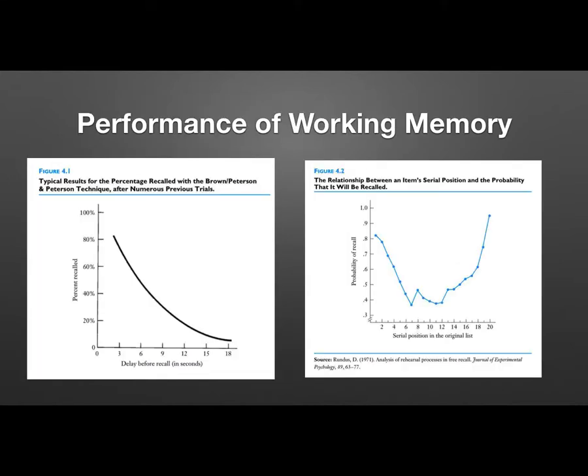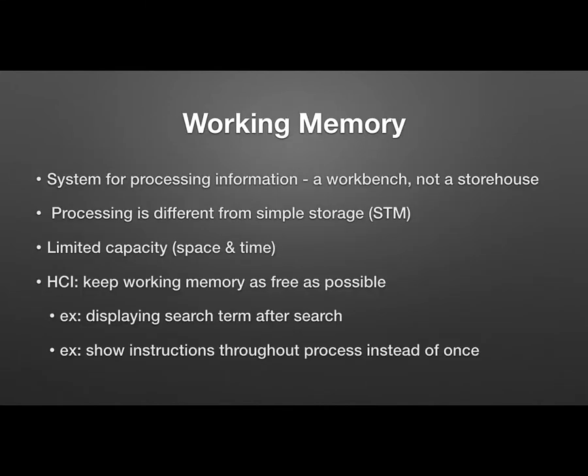Some of the studies that we looked at examined the performance of working memory, and we saw that in general, as time goes on, memory recall gets worse. We also looked at primacy and recency. So if you give somebody a list of things to remember, they'll probably remember the first things and the last things and not so much what's in the middle. And so that's pretty much everything I just said about working memory.